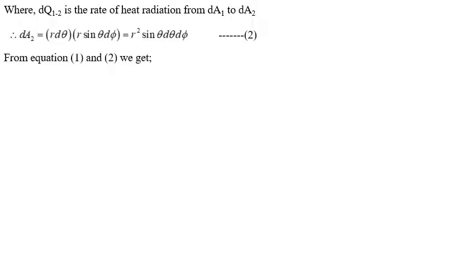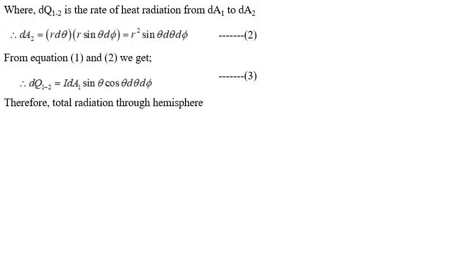Now from equation 1 and 2 we get dq1-2 is equal to I into dA1 sin theta cos theta into d theta d phi. Call this equation number 3. Therefore, the total radiation through the hemisphere we can get by integrating with respect to d theta as well as d phi.